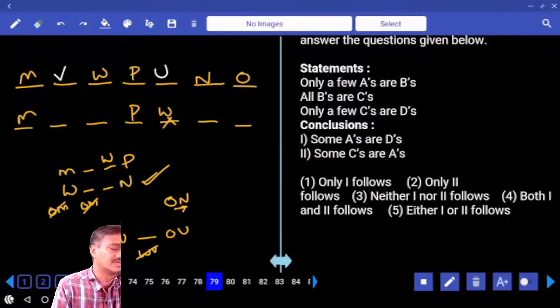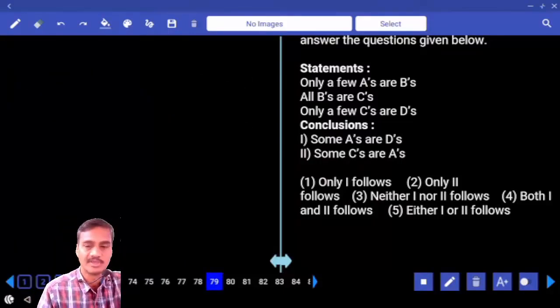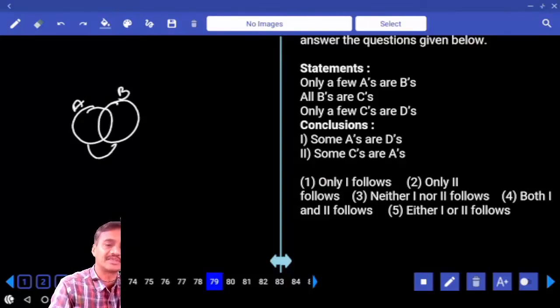And 79 onwards, they are based on syllogisms here. And in this, only a few A's are B's. Only a few A's are B's means some A's are B's, but not all. That means this entire A cannot be a part of this B. This entire B can be a part of A, but not A.